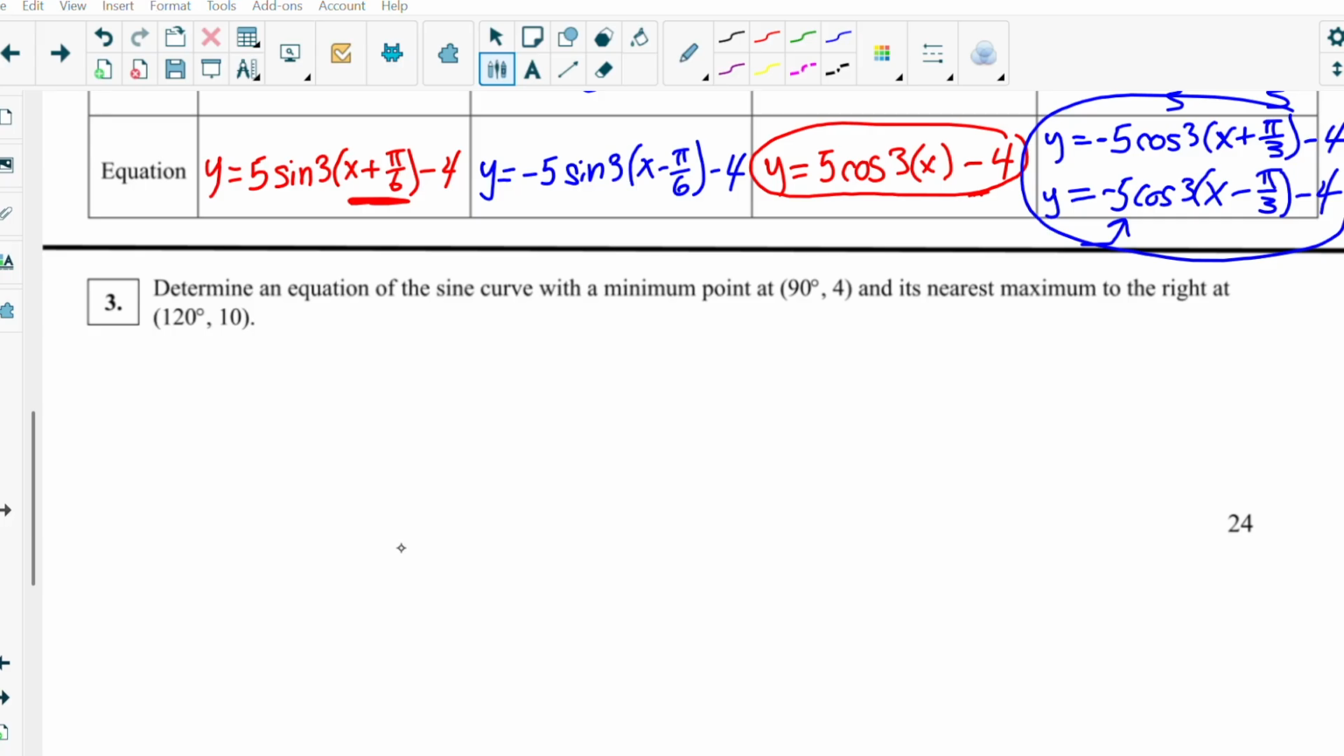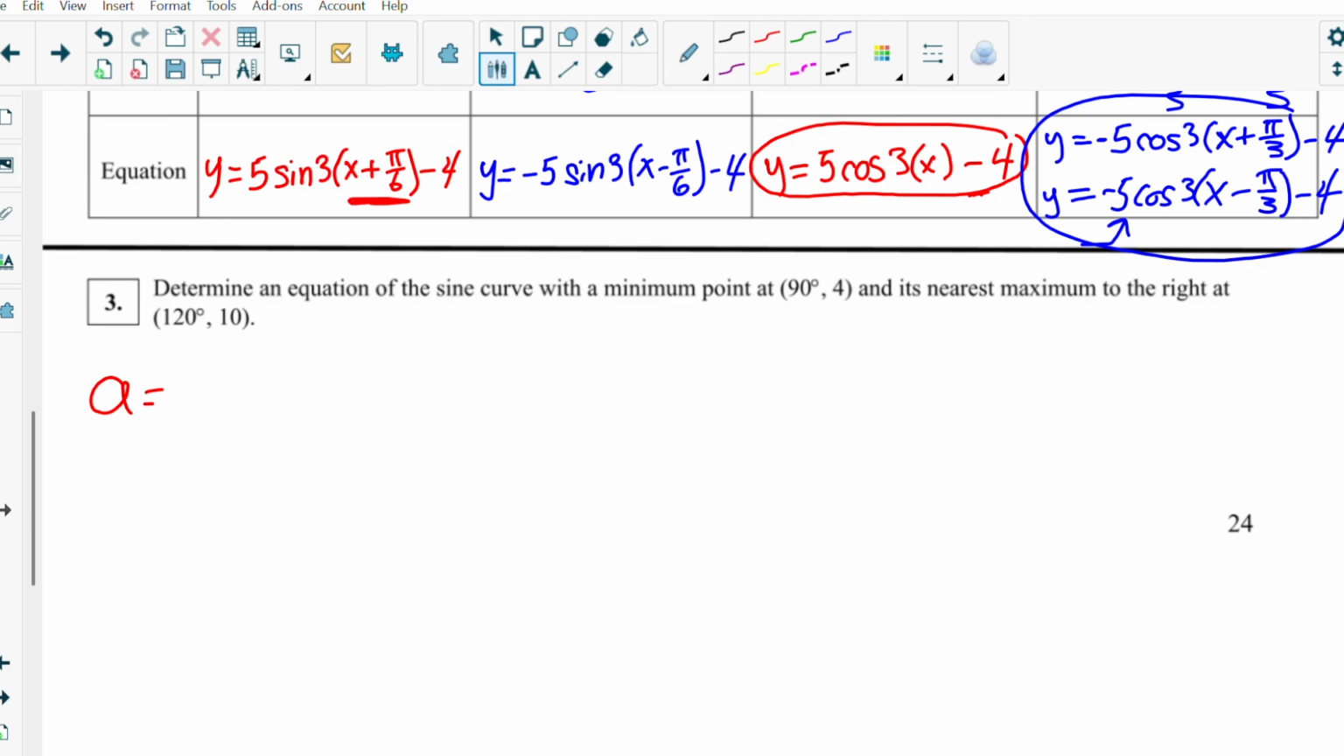Hey everyone, number 3. Determine an equation of the sine curve with a maximum point at 90 degrees, 4 and its nearest minimum point at 90 degrees, 4 and its nearest maximum to the right at 120 degrees and 10. So first of all, without graphing, I can determine a lot of these transformation parameters.